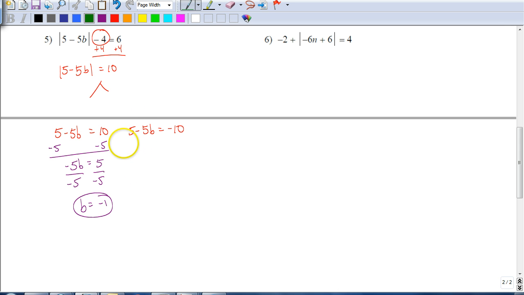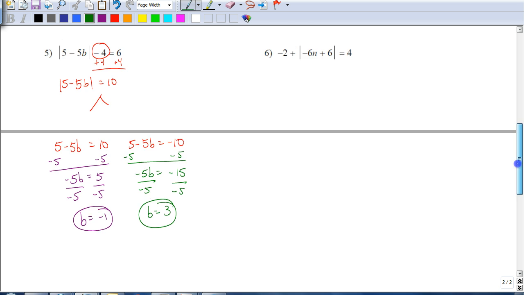Do the same thing to this one. Subtract 5 from both sides. So that's a negative 5b that I bring down. Negative 10 minus 5, that's negative 15. So when I divide by negative 5, I get b equals a positive 3.